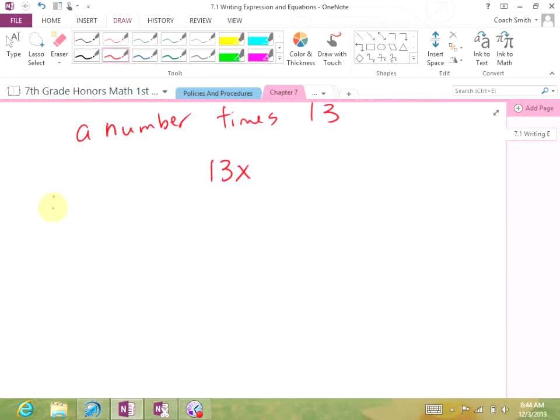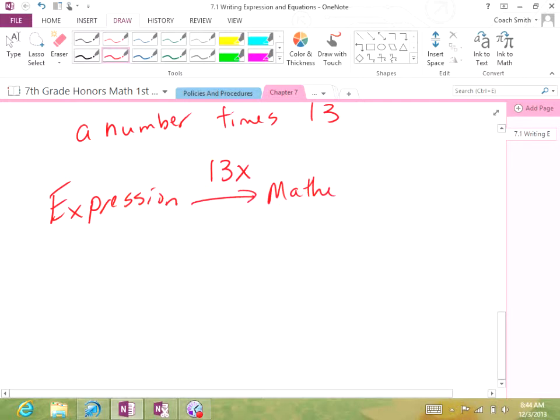Now, those were all expressions. Most people are going to call them variable expressions. A variable expression is what we just did. It's a variable with some type of mathematical operation done to it. Okay, that's what those are.